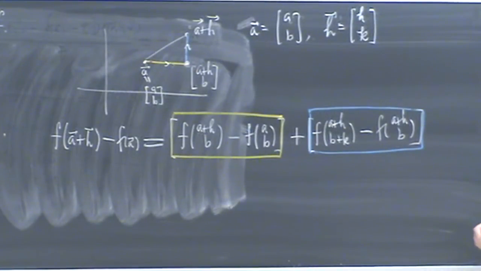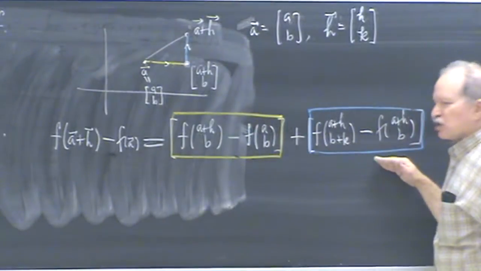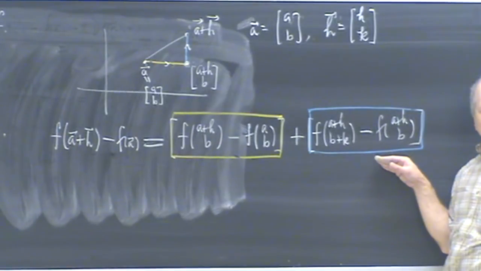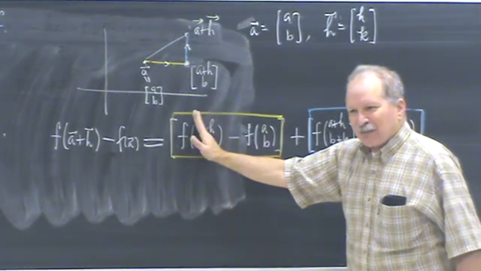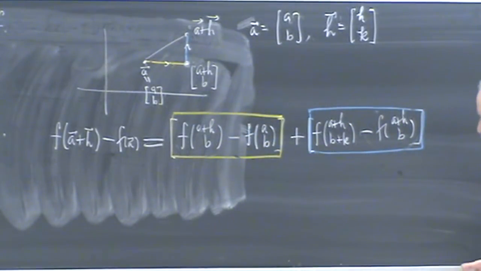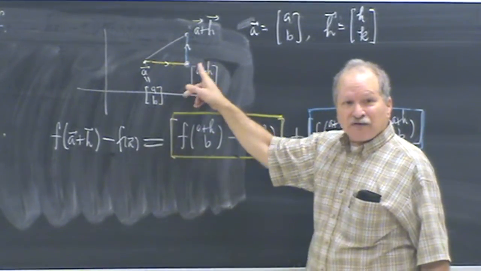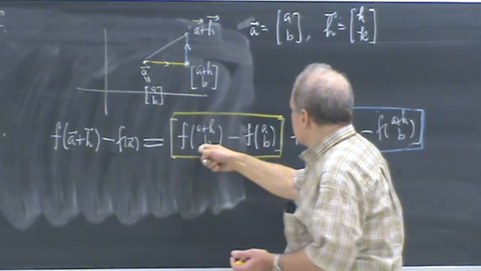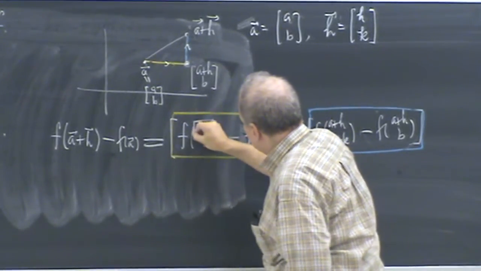The algebraically minded people in the audience will observe that I did what? To get from this equation that had two things in it to this equation that had four things in it, what did I do? I added a clever zero. I added and subtracted this quantity. And then I broke it into the two pieces. Now, you say to yourself, on the yellow path, I have a function just of x. And I'm interested in how much the function changed as I went from this value a to this value a plus h.